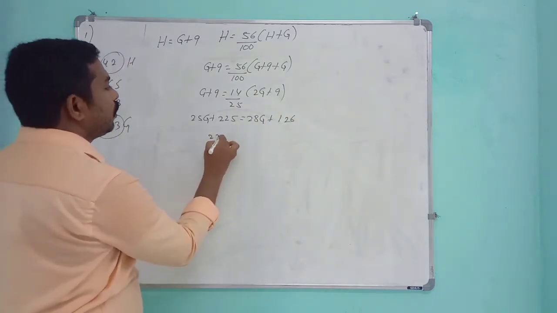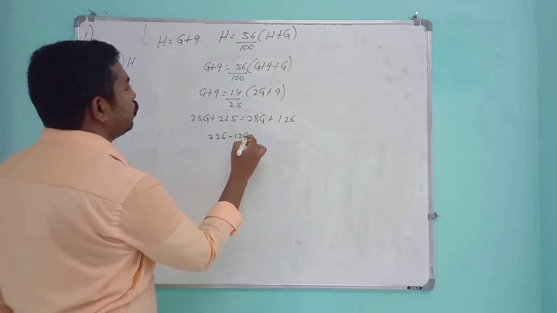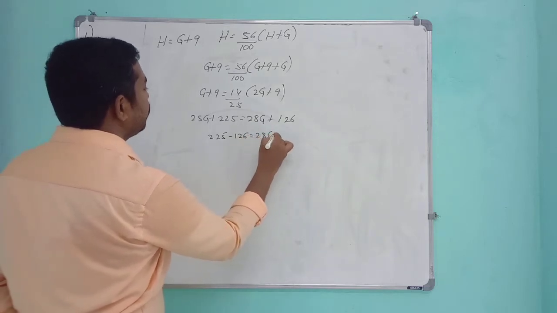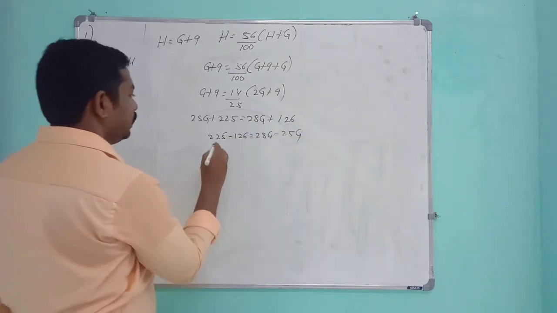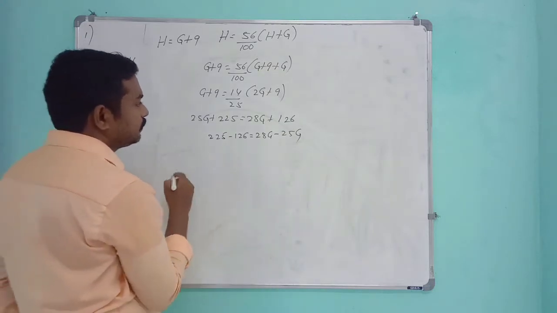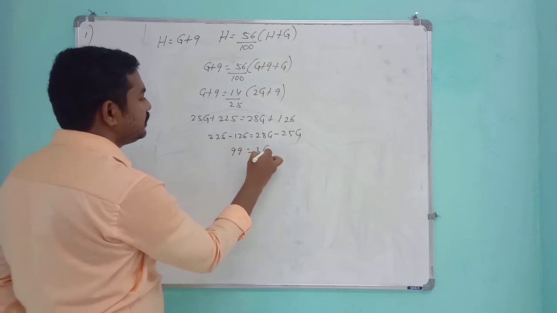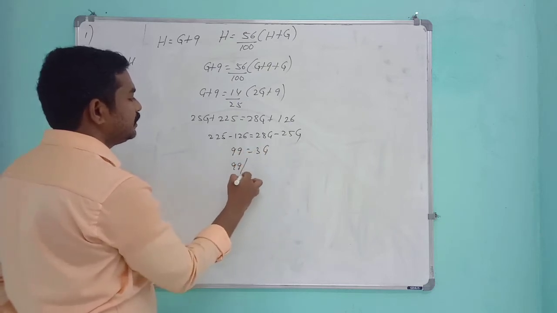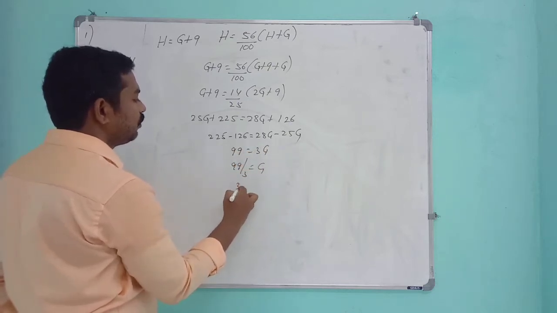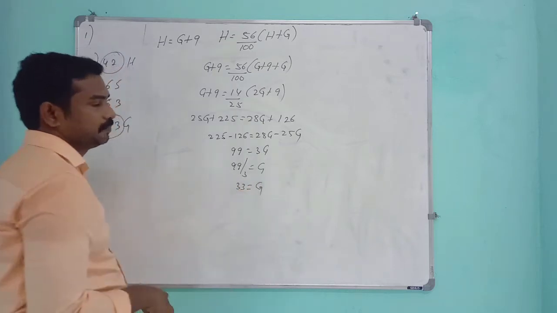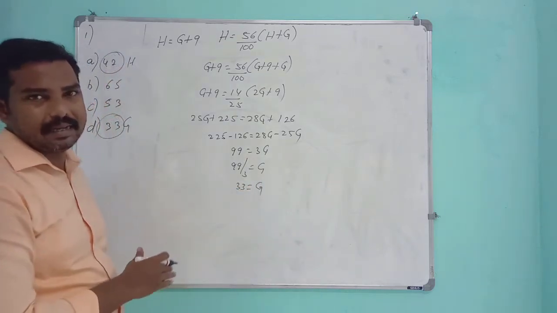Therefore, 225 minus 126 is equal to 28g minus 25g here. Therefore, 225 minus 126, that will be 99, is equal to 3g. Therefore, 99 by 3 is equal to g. Therefore, our geography marks are 33. But this is the entire lengthy process.